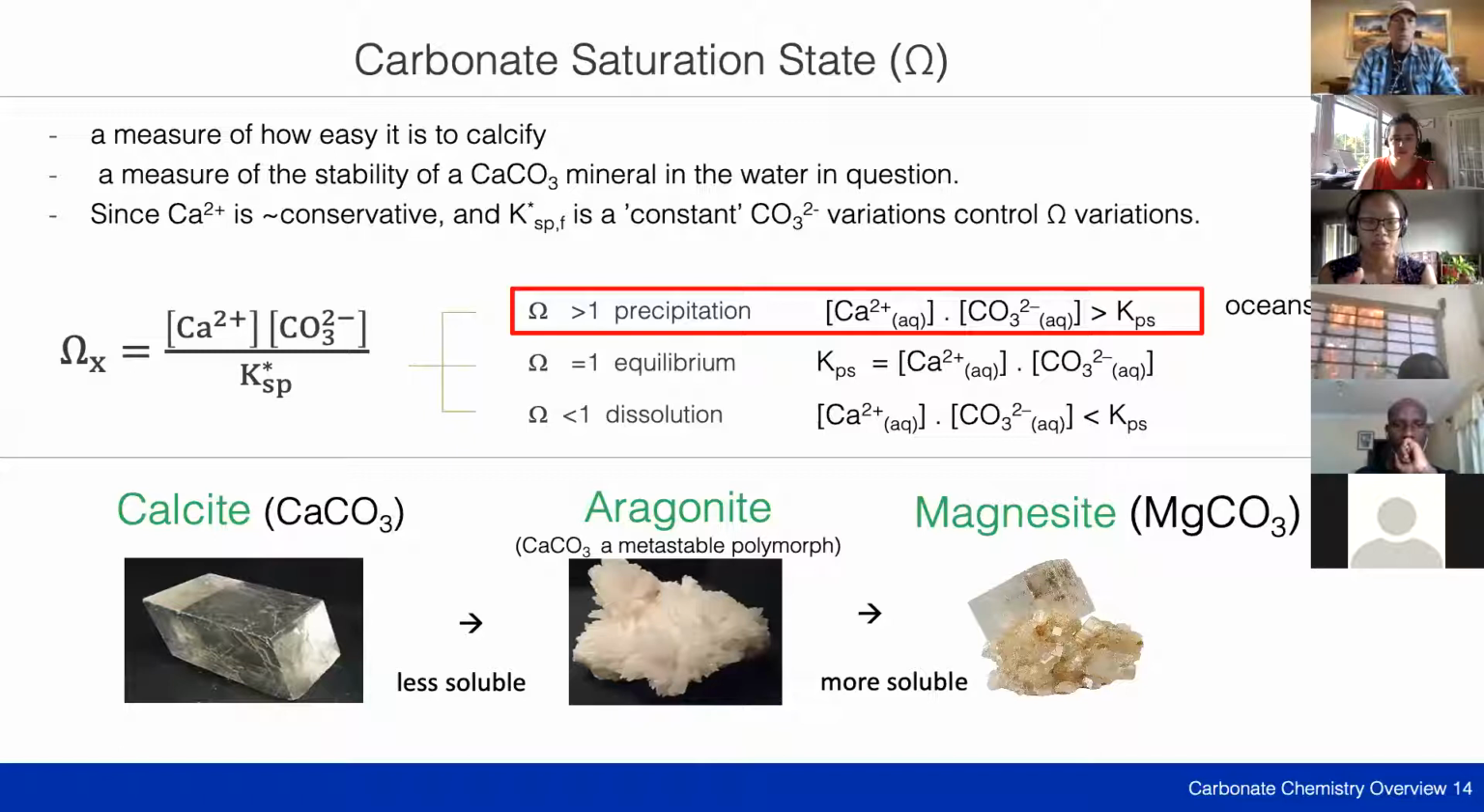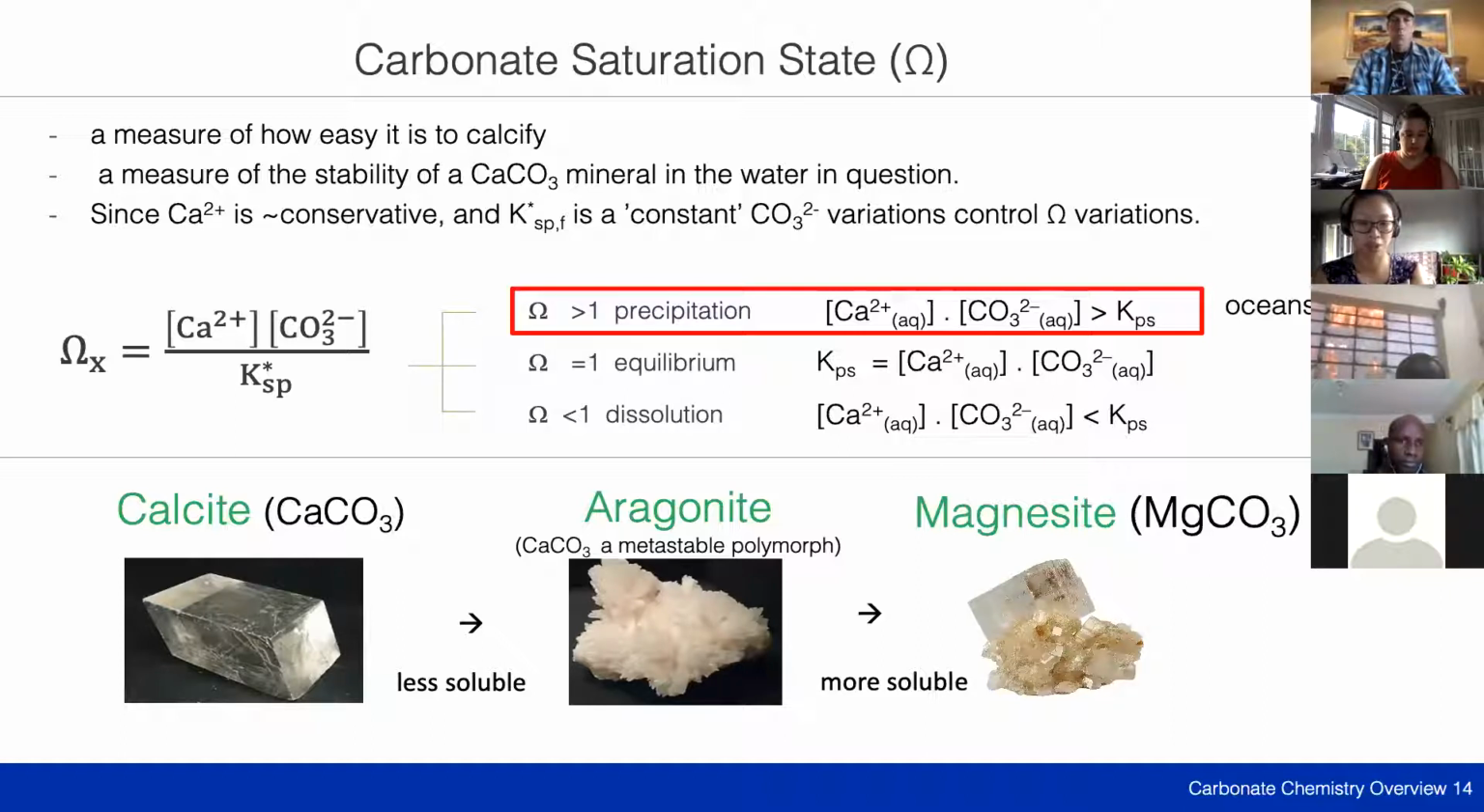If the saturation state is equal to 1, that means it's in equilibrium. Below 1, it's very difficult to calcify and you might be experiencing dissolution. And over 1 is best for, you know, corals, which are very sensitive to aragonite or carbonate saturation state, and they require saturation states of greater than 1 to build their skeletons. I was just saying aragonite because there's 3 different forms of carbonate: calcite, aragonite, and magnesite. And calcite is the least soluble and magnesite is the most.